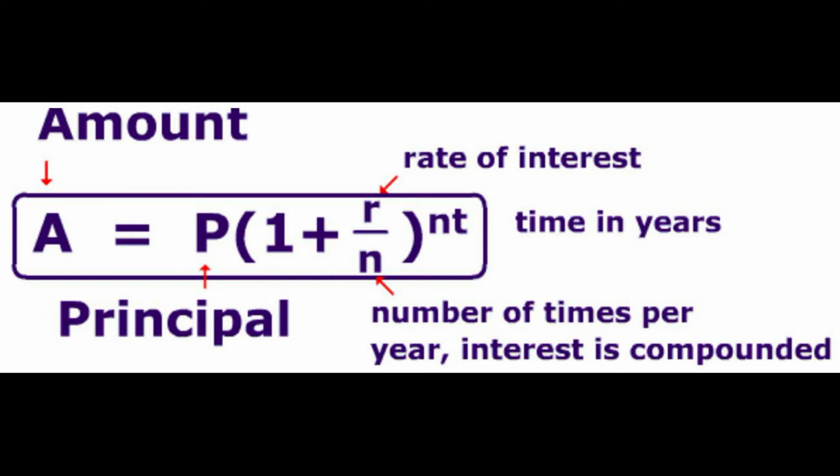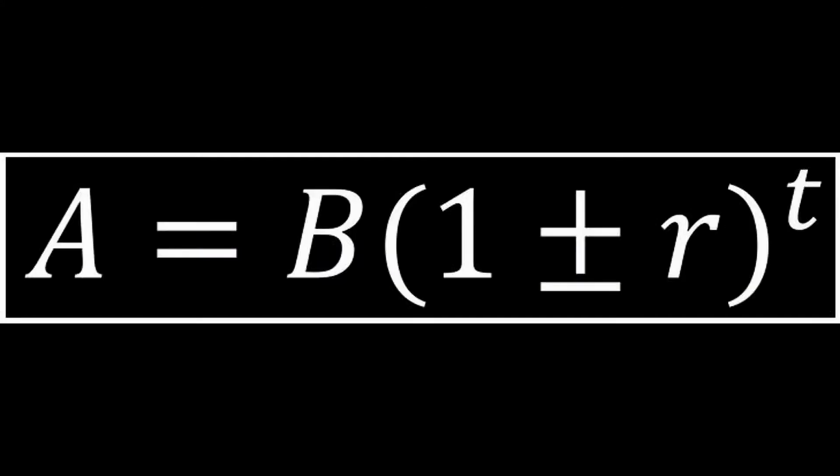So write this down somewhere. Like I said, this is the fancier formula. The way you know which formula to use is if your question is saying anything about how often it's compounding, this is the formula that you want to use rather than the old one, okay? So first of all, let's look at number 1.